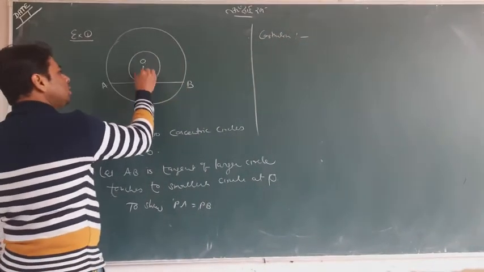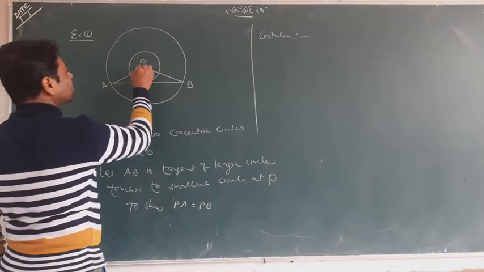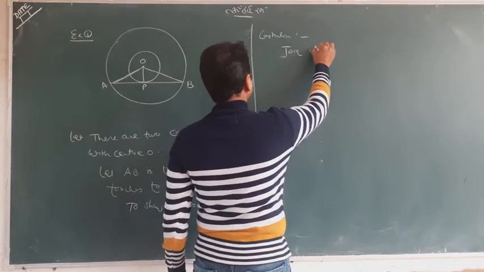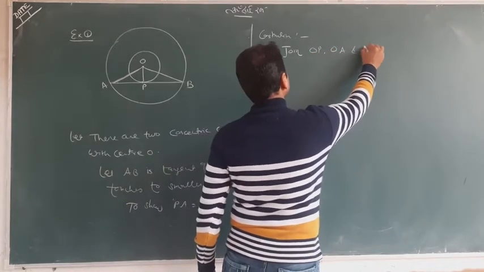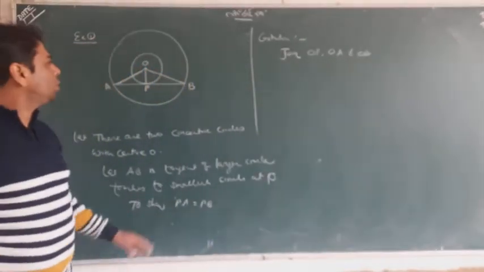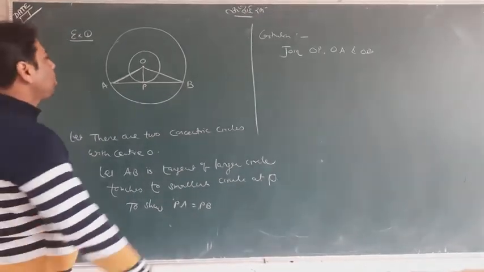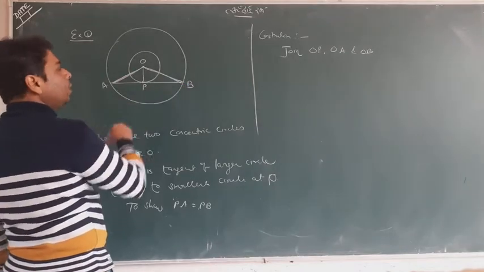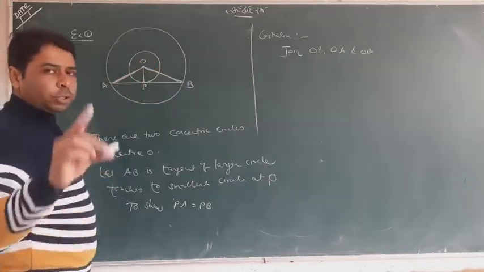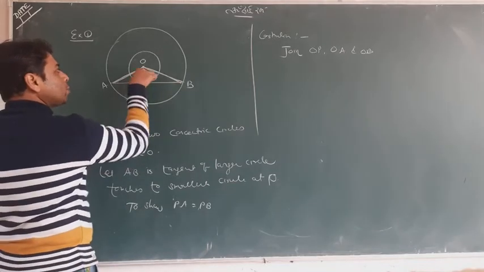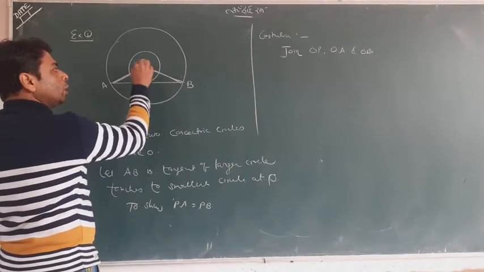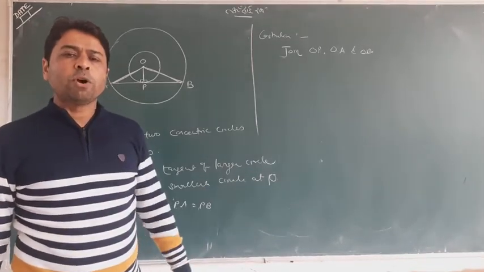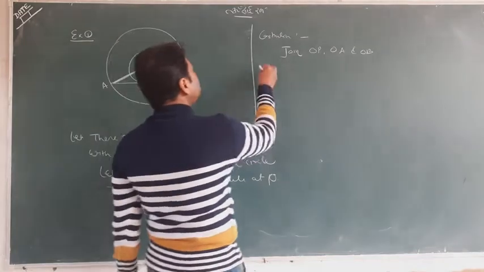I will do some construction. I will join OP, OA and OB. Now what do you think about the question? The question is going to be easy, I think. OA and OB are radii of the larger circle, so they are equal. OP is a common side. And one should know that P is a point of contact for the smaller one. OP is the radius of the smaller one, so this is 90 degrees. So one can simply predict; right now we saw the theorem, so I will write something here in the proof.